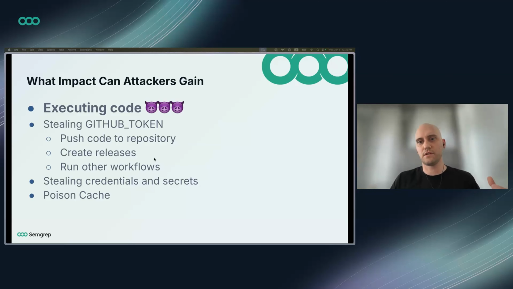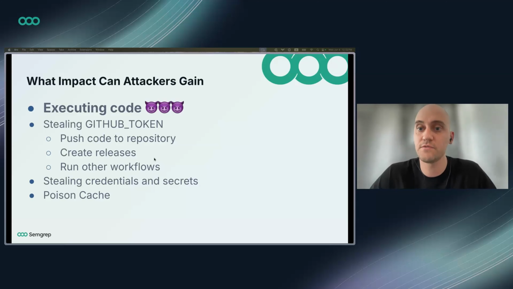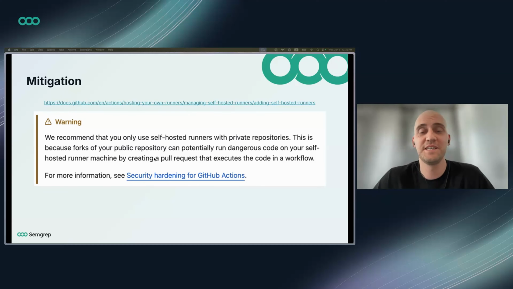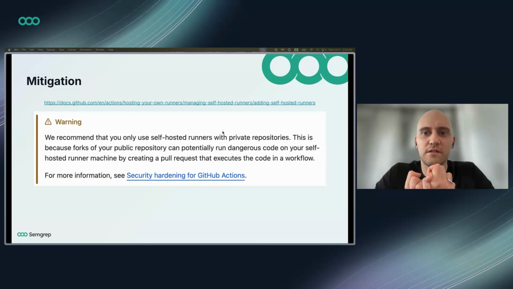Now you have an entry point into your system, depending, of course, on how the infrastructure works. But now the fact of executing code is very important. What is the mitigation here? GitHub says about self-hosted runners: please use them only for private repositories. Don't use them for public ones, because potentially there is a risk of running arbitrary code.